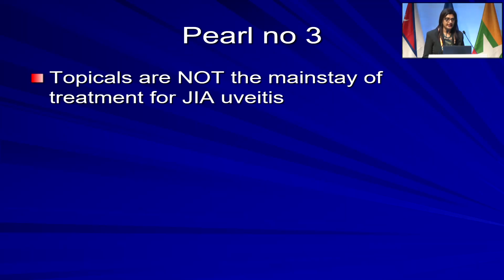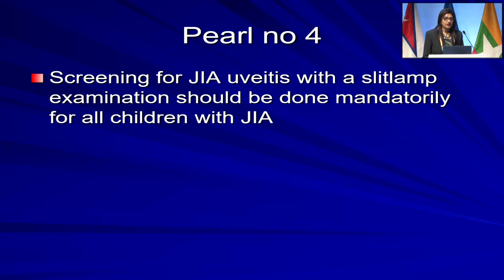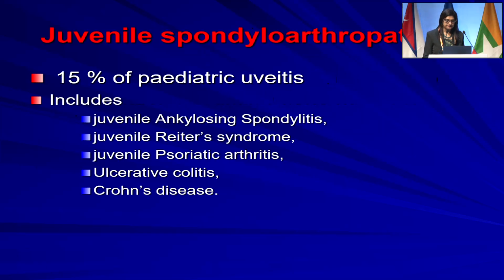So if you have a child who has an asymptomatic anterior uveitis with sequelae, you have no business starting the patient on topicals alone without sending the patient to a pediatrician or a rheumatologist for evaluation and, if needed, systemic immunosuppression. And pearl number 4 is that all JIA patients should be evaluated with a slit lamp examination. And if the patient has been sent to you for screening, you cannot send the child back without doing a slit lamp examination for the child.